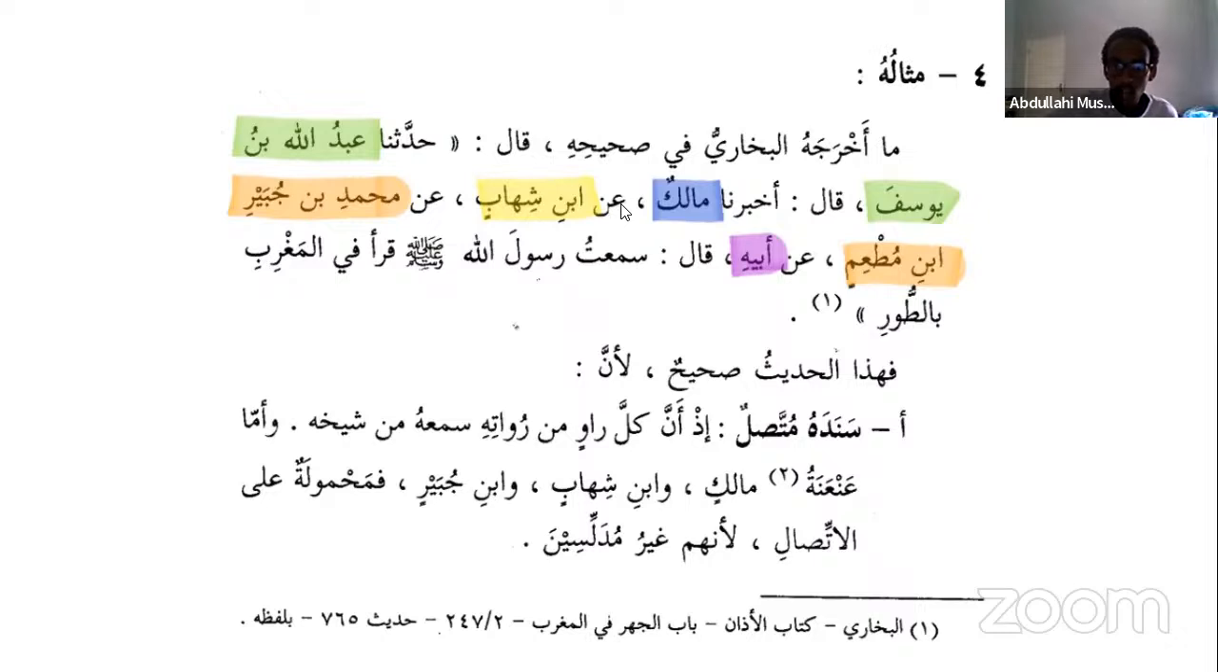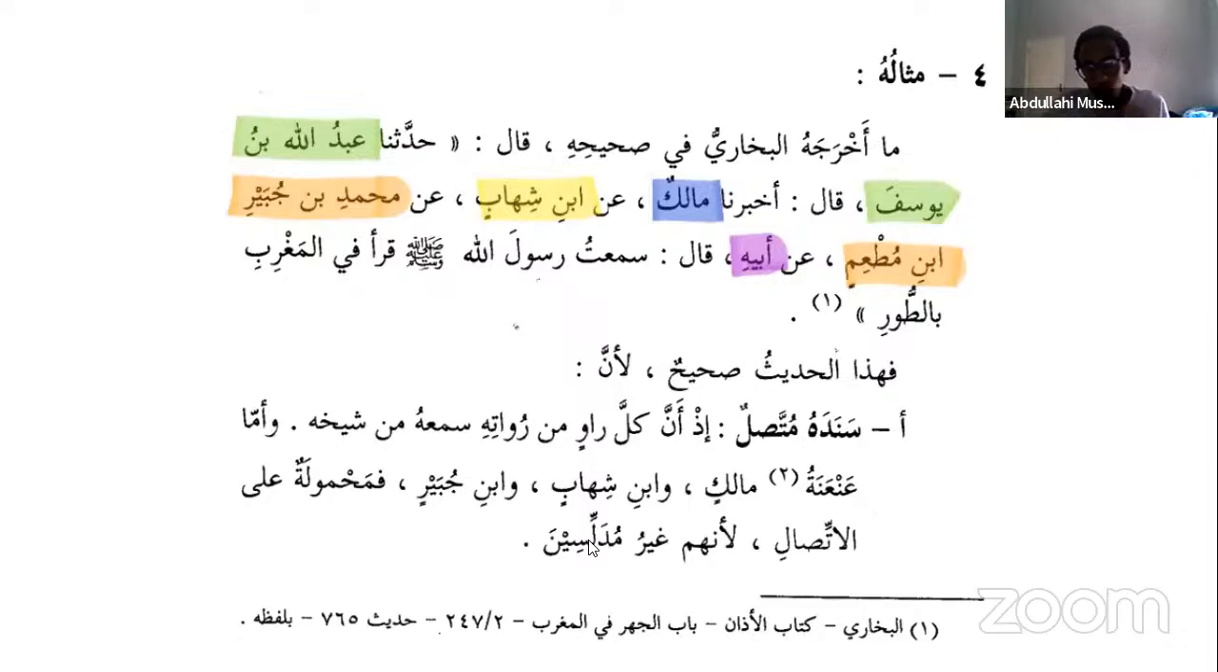And then you start to get the use of the particle an. And Malik says from Ibn Shihab and from Muhammad bin Jubayr and from his father, who heard the Prophet ﷺ. So his father was a Sahabi. And then, وأما عنعنة مالك وابن شهاب وابن جبير فمحمولة على الاتصال لأنهم غير مدلسين.